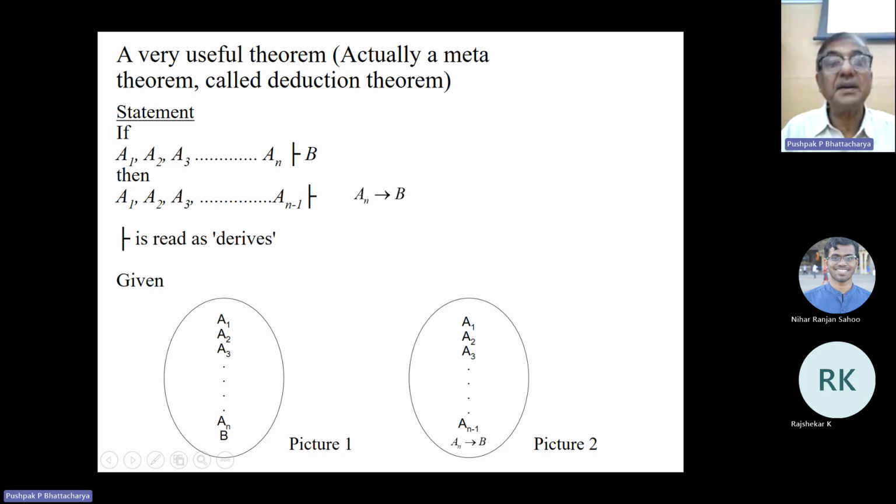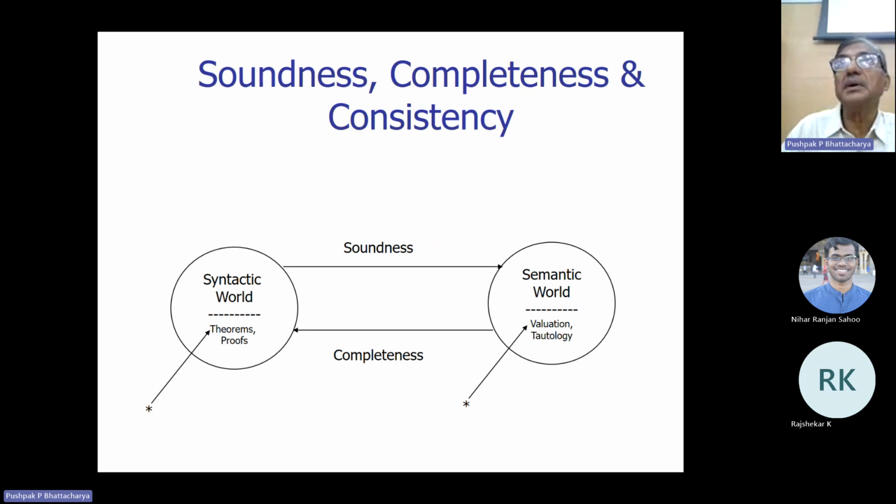This has been very useful in proving lots of theorems, which otherwise would have taken a long time and space. Now, the distinction between meta theorem and theorem is important. A theorem is a statement within the system. A meta theorem is a statement about the system. In AI, it is important to keep this distinction between about the system and inside the system.